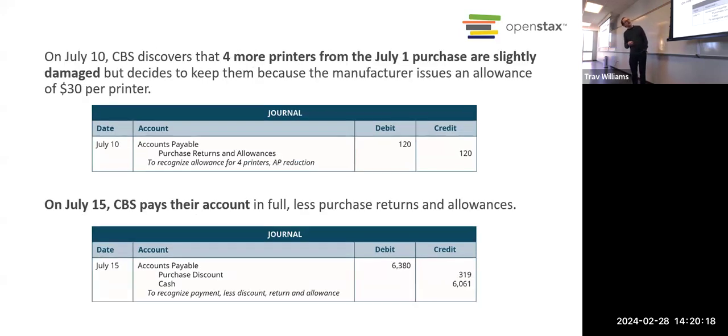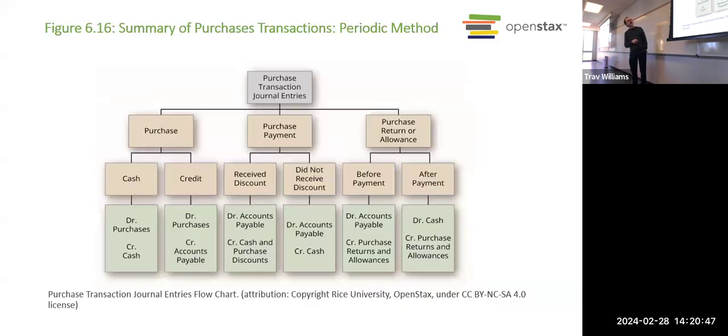Okay, what's going on here? So they got an allowance. Again, it's a credit to purchase returns and allowances. Their accounts payable goes down because of the allowance that they got. Then they make their payments. Again, in the periodic method, the discount is called purchase discount. You receive a discount called purchase discount. Okay. Again, it's a lot to remember, right?